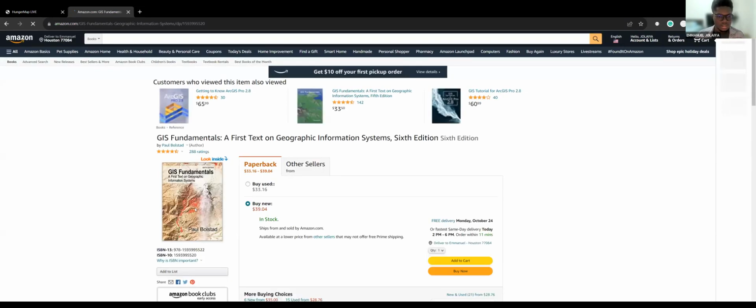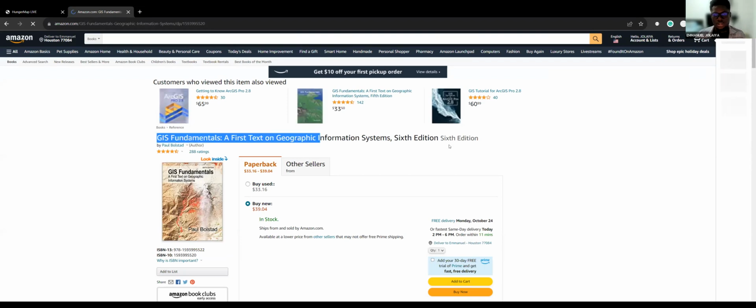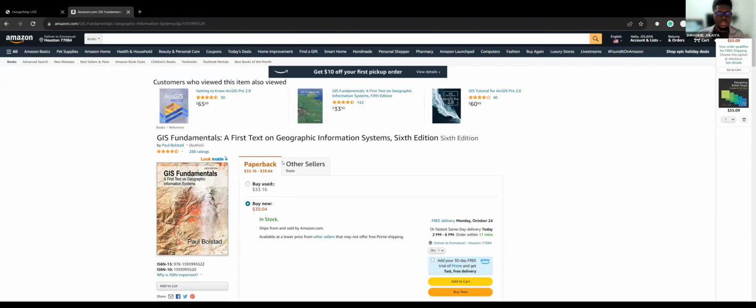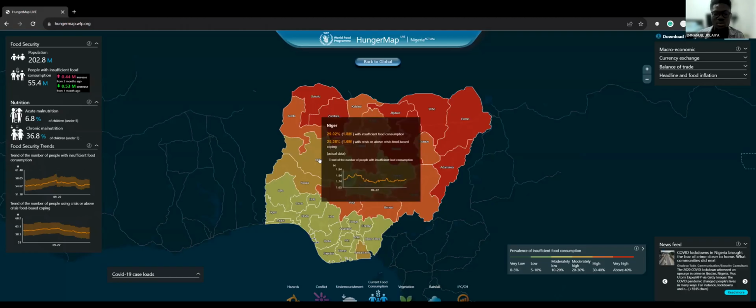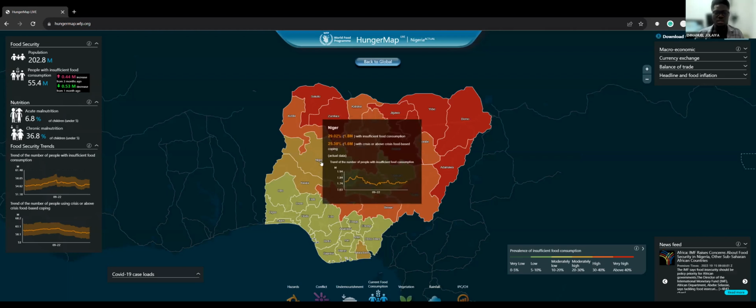This one right here, by Paul Bolstad, GIS Fundamentals. Of course there's the free version online. Let me just drop the name in the chat. If you search well, you'll get the free version of this book. This book is very, very good. It goes into detail on the fundamentals of GIS: points, lines, polygons, raster data, vector data, multi-polygons, everything in detail. So yeah, that's the book I recommend.